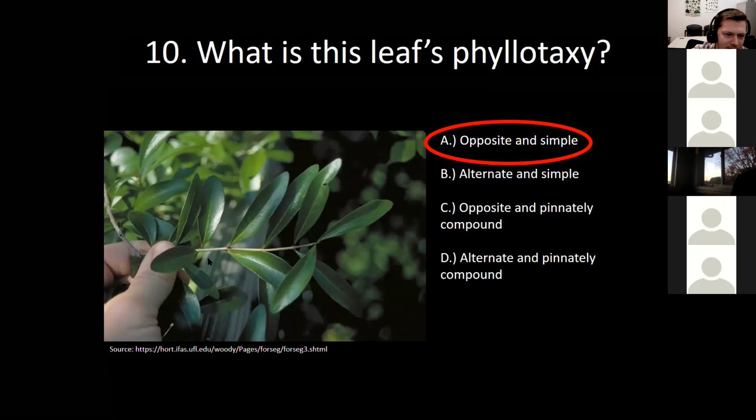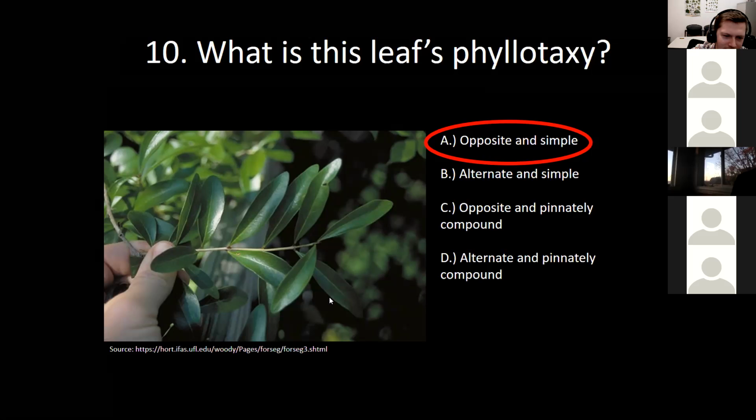And our last one, 8 out of 13 got it. It's opposite and simple. And as I mentioned earlier, you can see the little buds right here. If you can find where the buds are at, that can be really helpful. Instead of this whole thing being a leaf, you can tell that the leaf is actually this thing because it's attached to where the bud's at. That isn't always the case. Those buds can sometimes be concentrated in places away from the leaf, but when you can find it like this, it's super helpful. And this is actually wild olive.